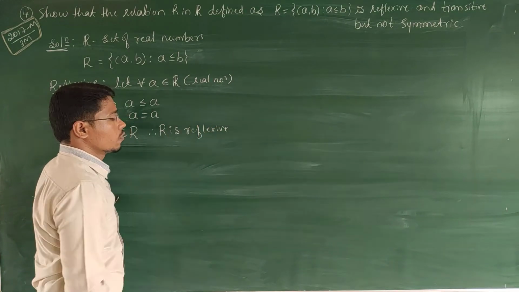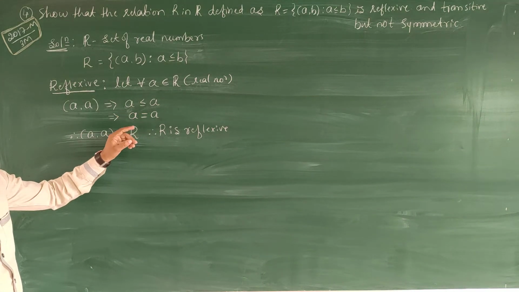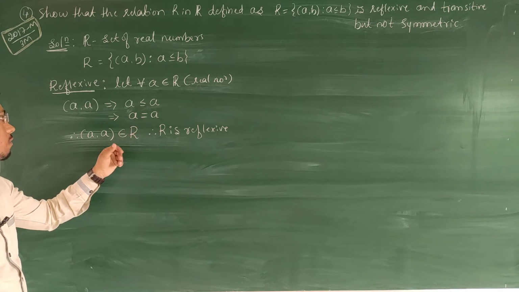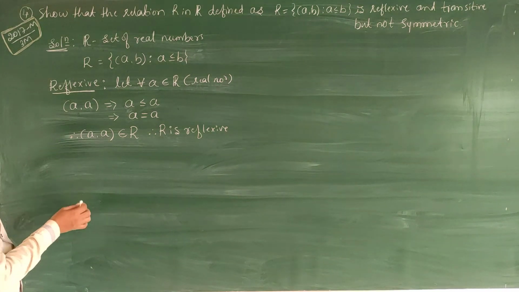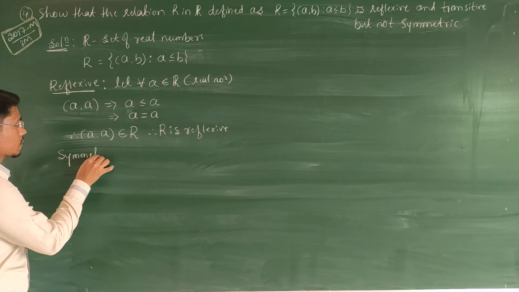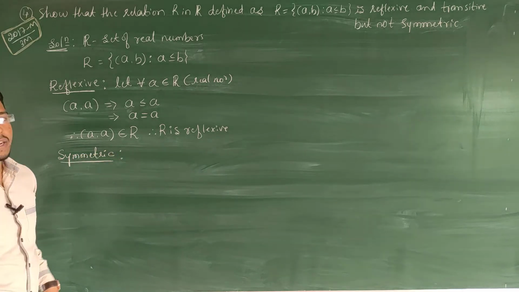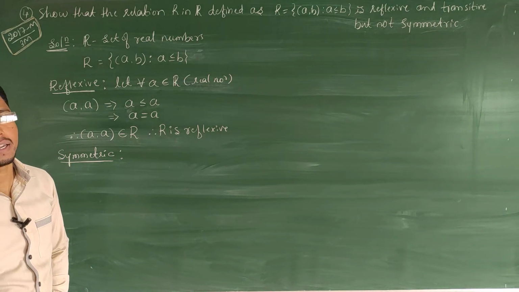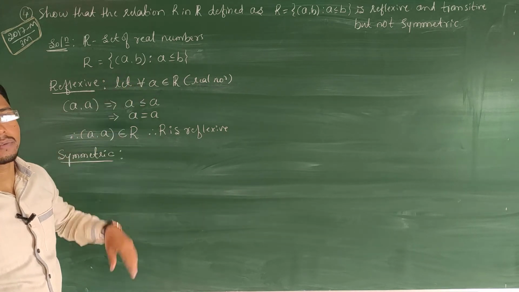So every number is equal to itself. Take any number in the set of real numbers, it is equal to itself. It is equal to itself only. Therefore (A, A) belongs to R. Now symmetric, it is not symmetric. For this, let us give an example that doesn't satisfy the symmetric relation, that is, that doesn't satisfy the given relation.